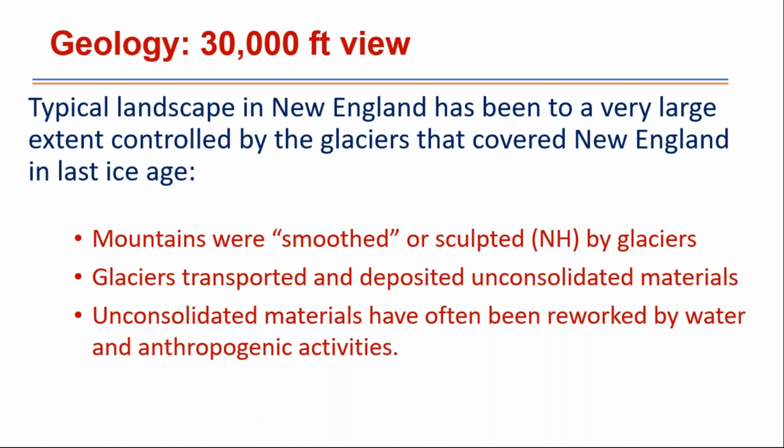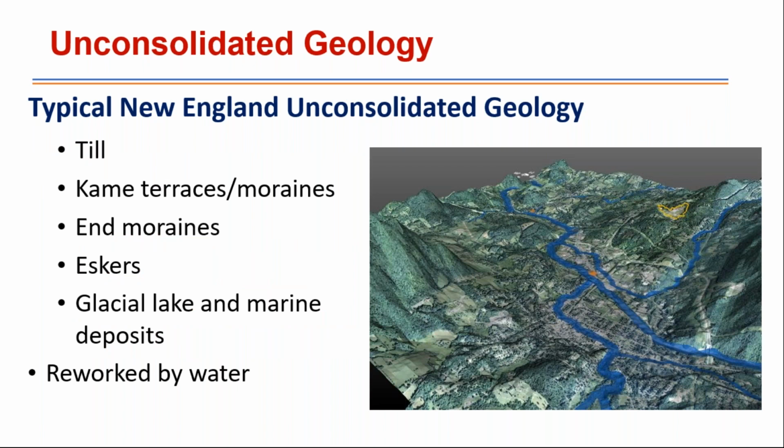So you can see if you go to Cape Cod, the whole of Cape Cod is an end moraine from a glacier. Now, the unconsolidated materials which were deposited have then been reworked, since the glaciers all melted, by water, by rivers, and by humans, anthropogenic activities. So I'll go through a little of what we typically expect in New England in the unconsolidated geology.